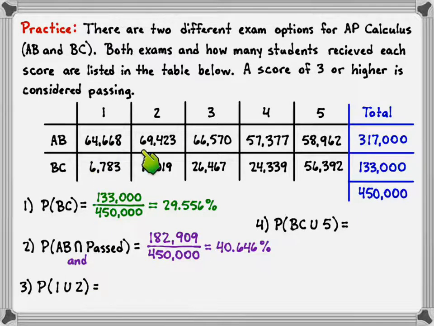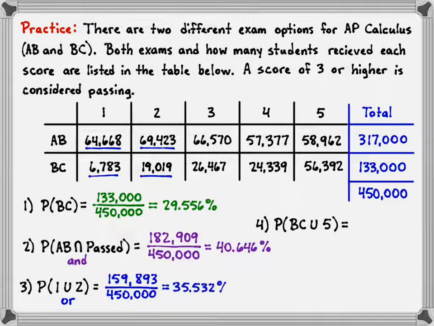And which ones are the 2s? Well, that'd be this guy and this guy. So what we're going to do for the or is include anything that's a 1 or anything that's a 2. So we're going to add up all 4 of those sets. That's 159,893 over 450,000, which is 35.5%. So in other words, 35% of students in the world fail the AP Calculus exam.